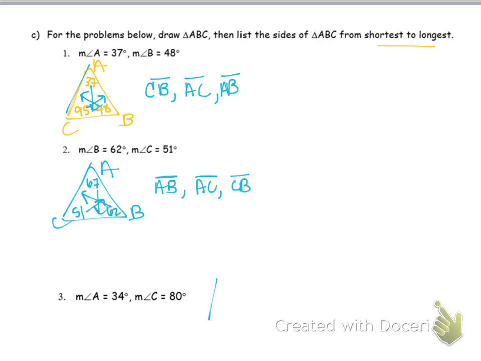Okay, my last one down here, ABC. A is 34, C is 80. Subtract those from 180, we're going to get 66 left. So the smallest angle is 34, sits across from CB. The medium one is 66, sits across from AC. And my largest one, 80, sits across from AB or BA.